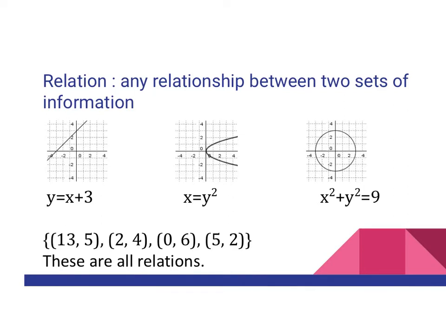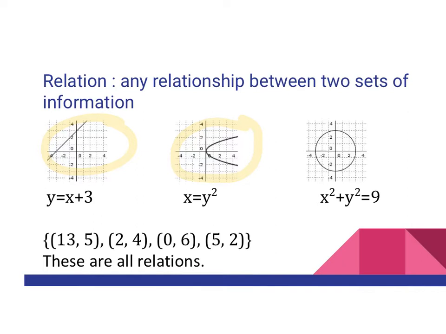And so there are multiple ways that we can represent a relation. We can graph them. They come in formulas. They come in numbered pairs. All of these are relations. So you can see that we have a graph of a line. This is x equals y squared. So that will be familiar to you because y equals x squared is a parabola.